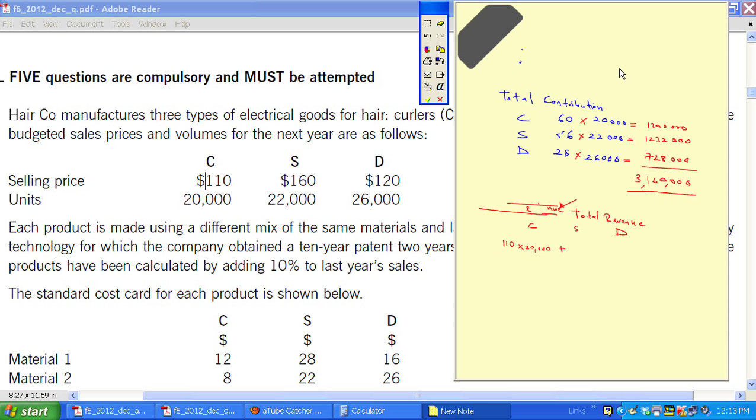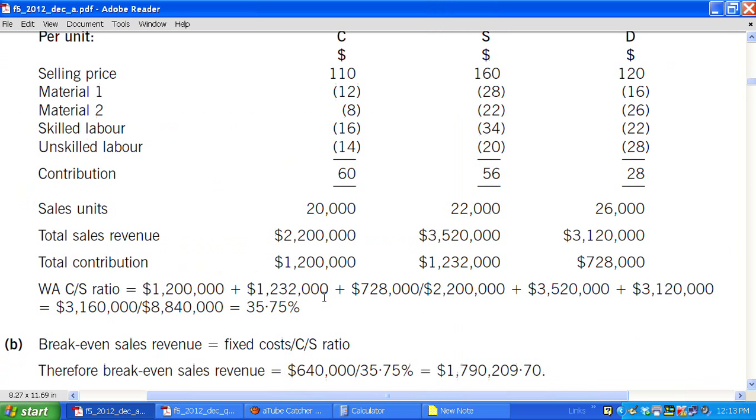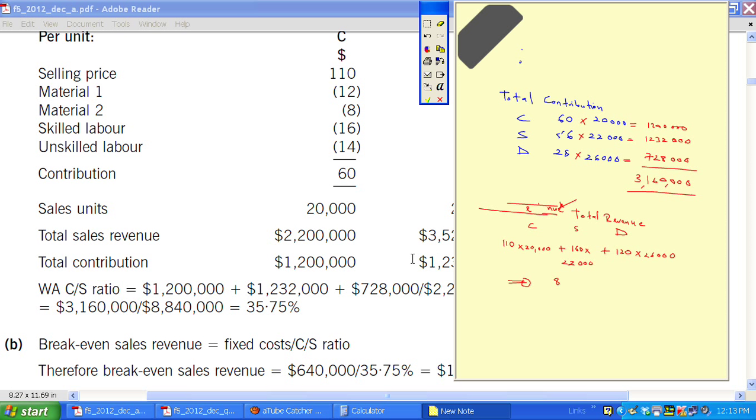Okay, plus 160 times 22,000, plus 120 by 26,000. Okay, and so when you do that, the answer you get, okay, as total contribution should be 840,000.